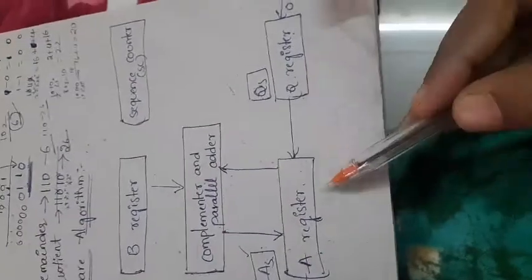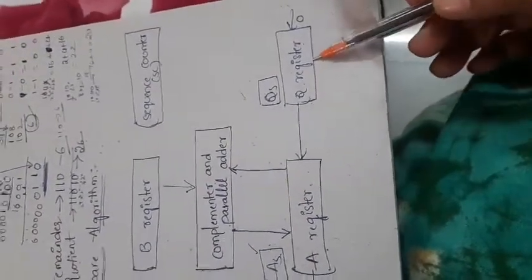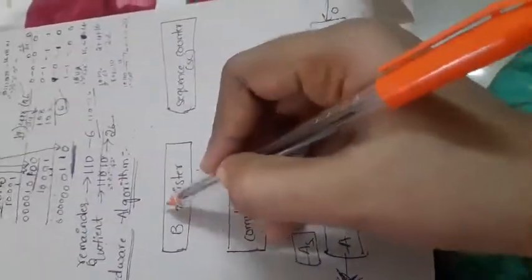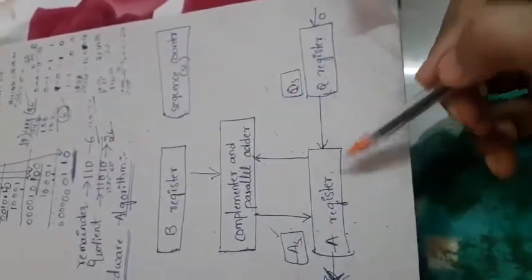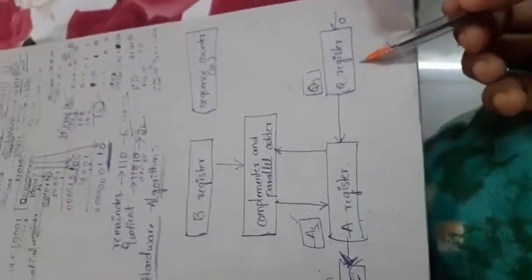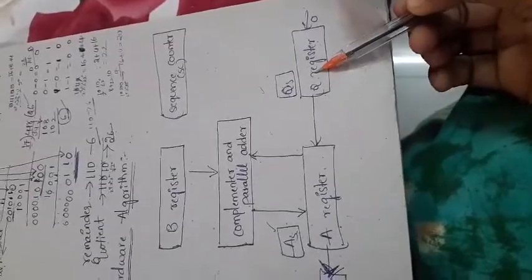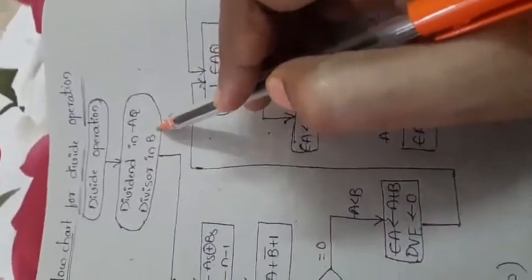So here we consider the dividend stored in the A register and Q register, but the divisor is stored in the B register only, because its size is very small and the dividend size is much larger. It consists of 10 bits, so 5 bits are stored in the A register and the remaining 5 bits in the Q register. That's why the dividend is present in AQ and the divisor is present in the B register.